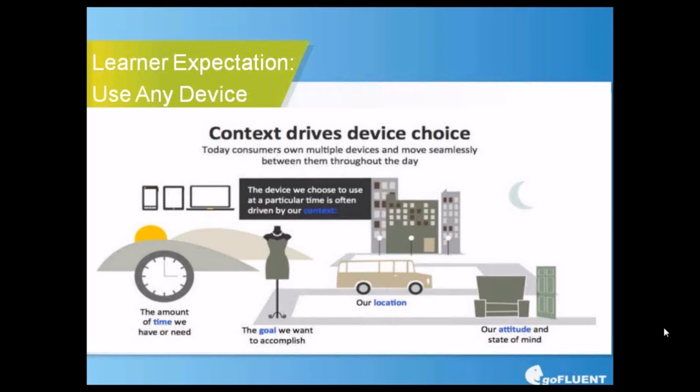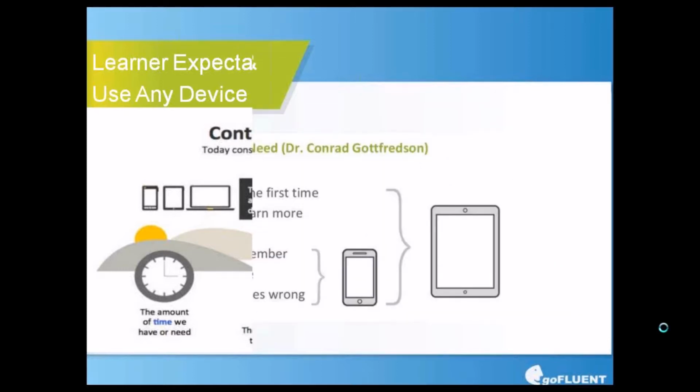Now, how do I choose which device to use? I choose the same way you probably choose your device. It's a personal choice based on a variety of factors, which includes the location where we are, whether we're at home, in transit on a bus or a train, or at work. Based on our location, our attitude and state of mind, our goal, and the amount of time we have available, we'll choose one of those devices. And we do have this expectation that we're going to be able to seamlessly move across devices with the content that we start with one.